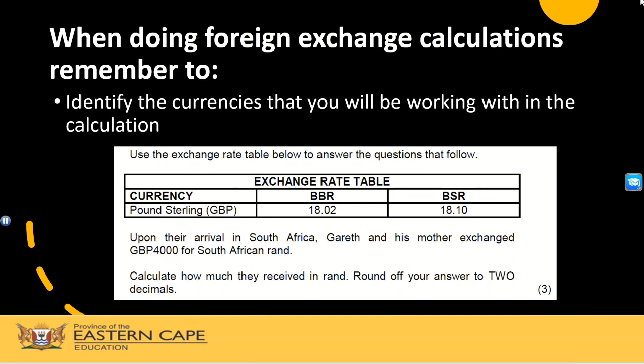Let's read the example given to you on the screen. Use the exchange rate table below to answer the questions that follow. Exchange rate table is given to you, which is the pound sterling, which is the Great British pound. It's just another way of referring to it. You also are given there the bank buying rate or the bank selling rate. Then comes your scenario. Upon their arrival in South Africa, Gareth and his mother exchanged 4,000 Great British pound for South African rand. The instruction, calculate how much they received in rand and round off your answer to 2 decimal places.